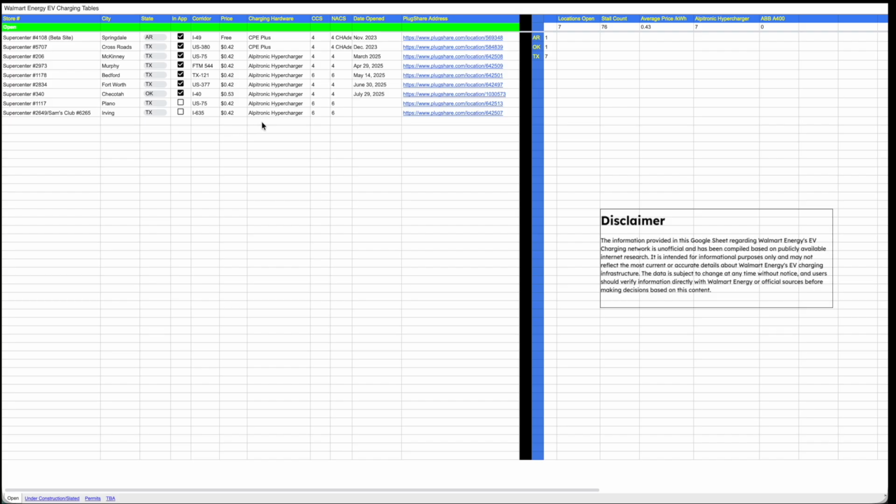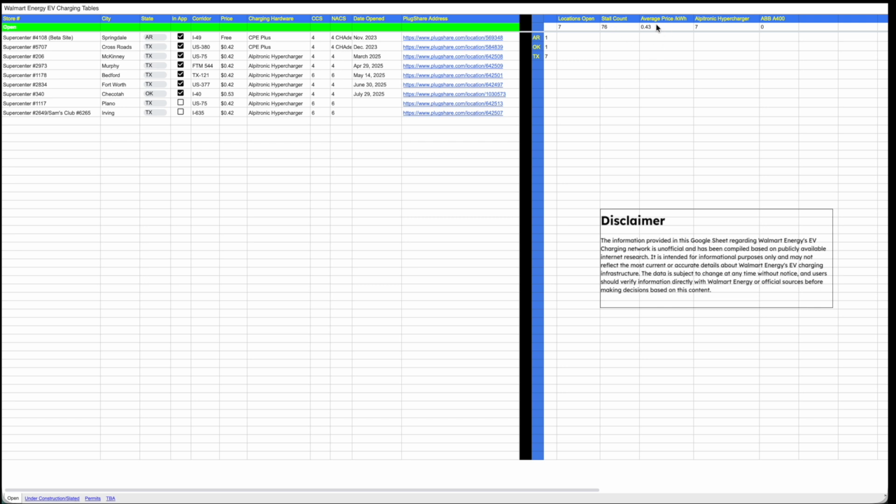And so in this area on the left, this is everything I know that is open. When you go over here to the right, I have now added running totals as best I can. So you can see we have 7 locations open. There's a 76 plug stall count right now. That's a little high. I think that right now is including those 2 not open locations, but this will be the only time that happens.